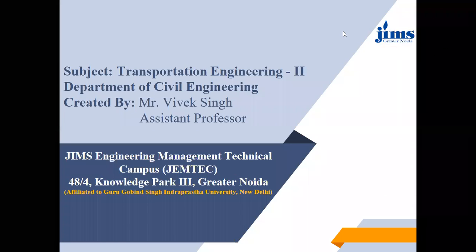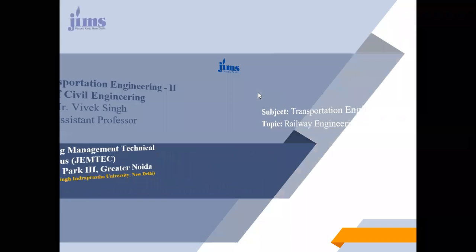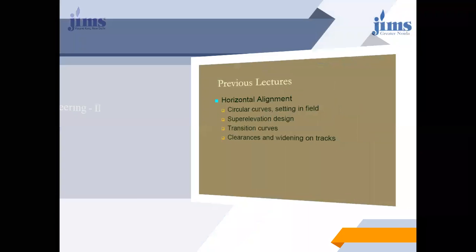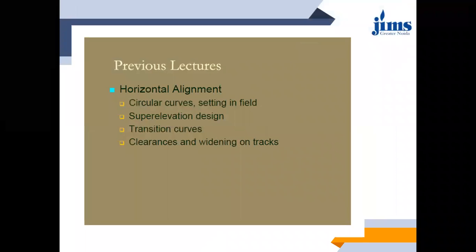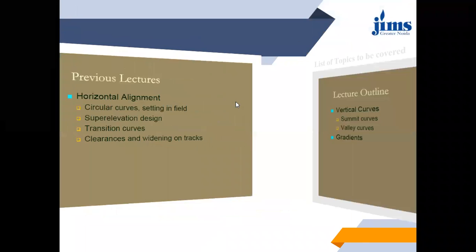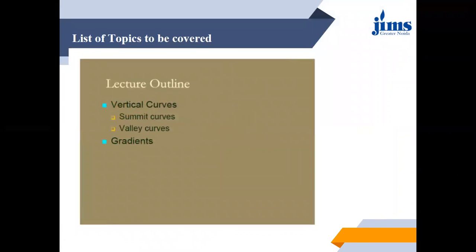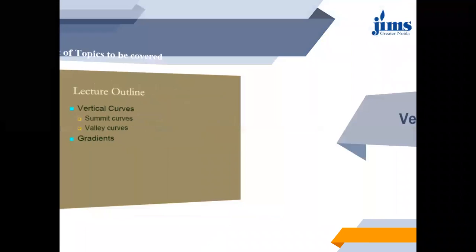Yeah, so in the last lecture, we have studied about the transition curves, the horizontal alignment, how the circular curves are set out in the field, how the super elevation is designed, the cant efficiency, cant excess, all these things, and how the clearances and certain widening on the tracks takes place. So now in this lecture we'll be studying about the vertical curves, which are summit curves and valley curves.